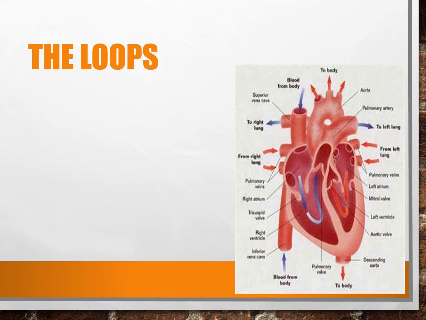The right side of your heart is responsible for deoxygenated blood, and the left side of your heart holds oxygenated blood. Now keep in mind, the blood passing through your heart does not give your heart nutrients. Your heart has its own blood vessels, and we'll talk about that in a different video. But the septum makes sure that the blood does not mix. So the right side of your heart is where deoxygenated blood goes, and the left side of your heart is where oxygenated blood goes. So therefore, we have what we call the two loops.